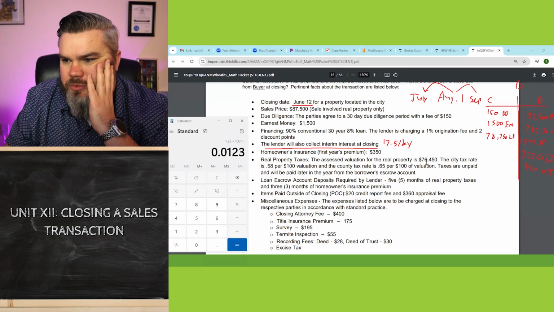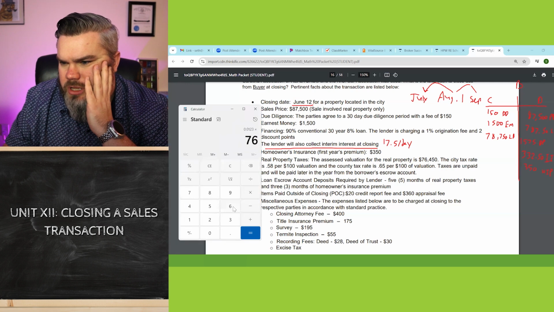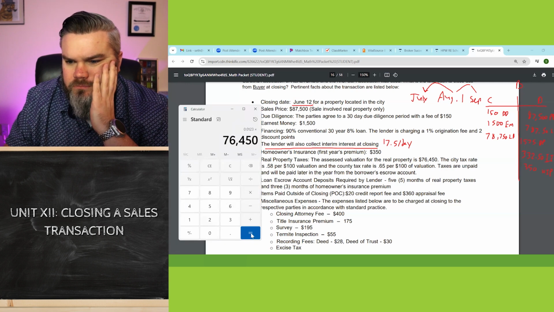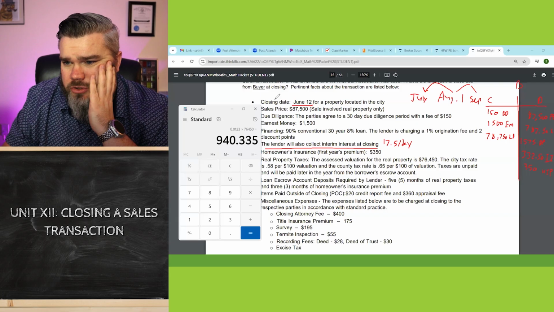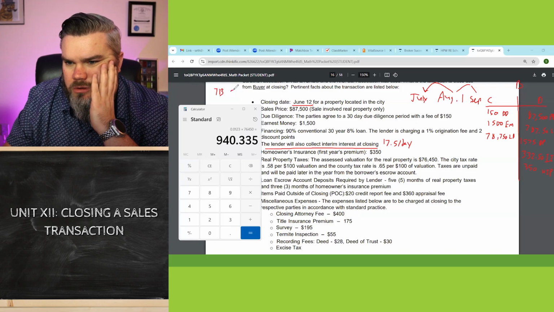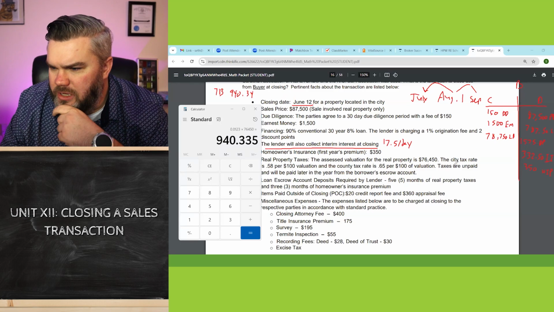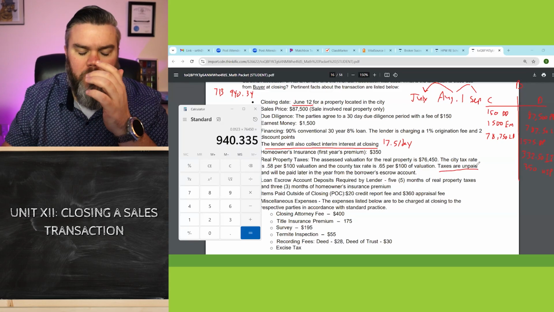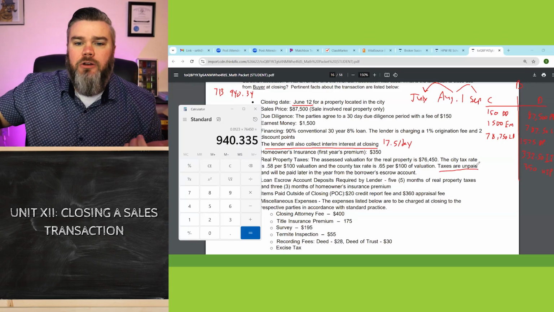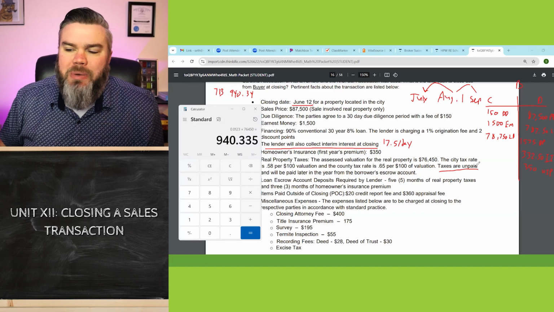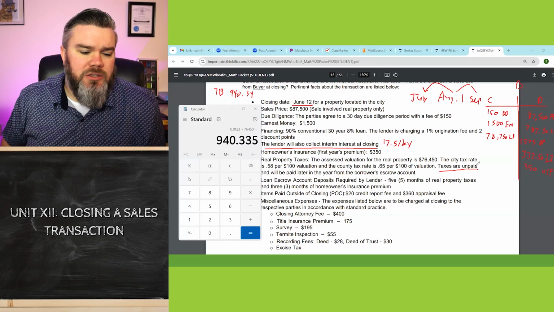Per dollar rate times our assessed value, $76,450. That means your annual tax bill, I'm just going to put over here, is $940.34. And then what it says is taxes are unpaid, which means the buyer will be paying them later in the year. So if the buyer is going to be paying the full tax bill later in the year, how do we make this fair?